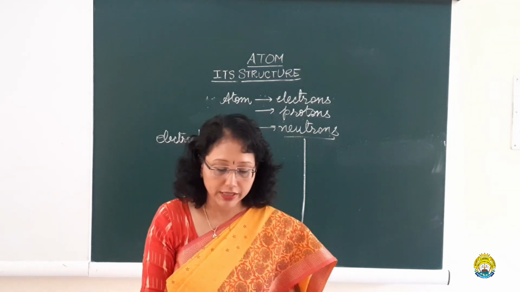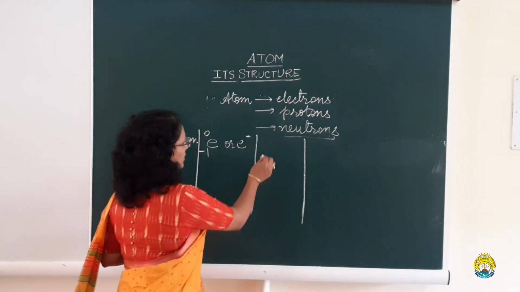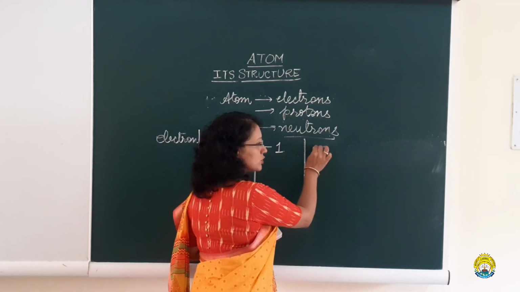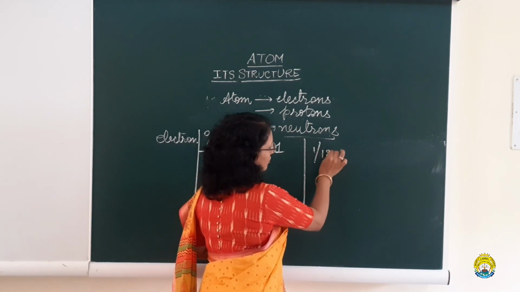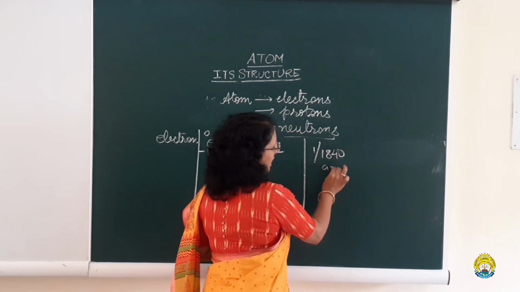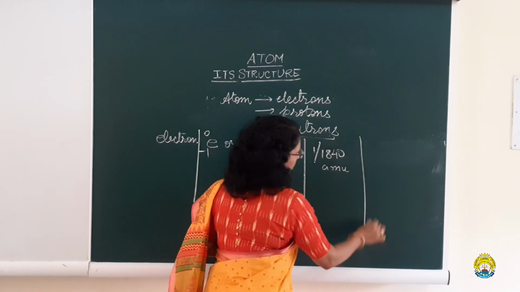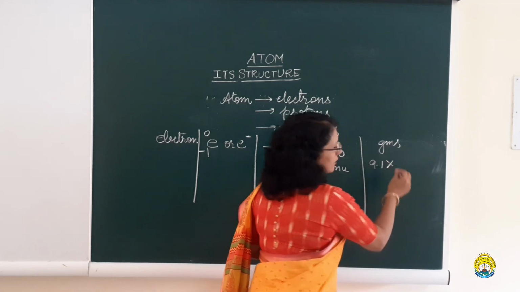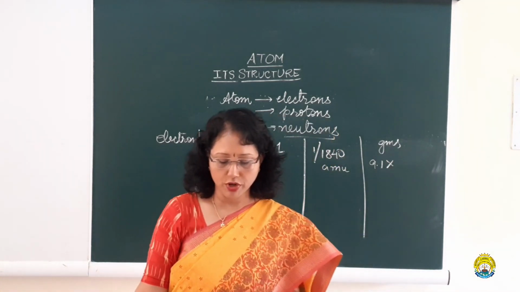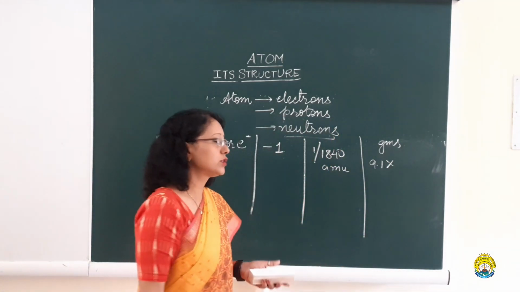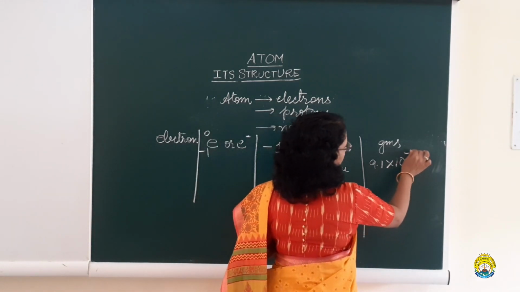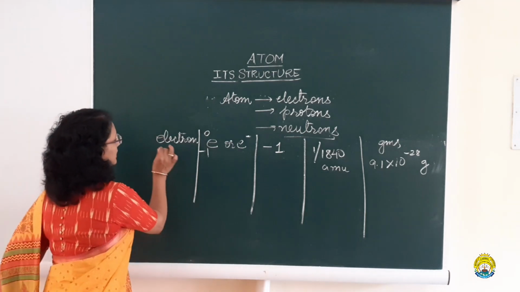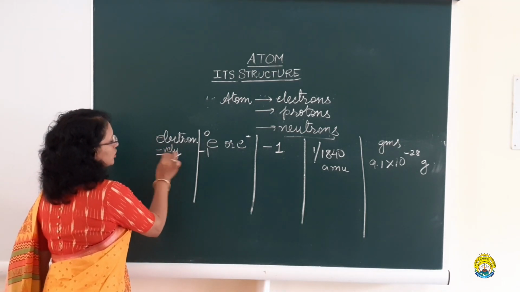So electrons are negatively charged particles having a charge of -1 and a mass, in terms of atomic mass unit, of 1/1840 AMU. In terms of grams, it is 9.1 into 10 raised to power -28 grams. This is for the first subatomic particle, the negatively charged particle.